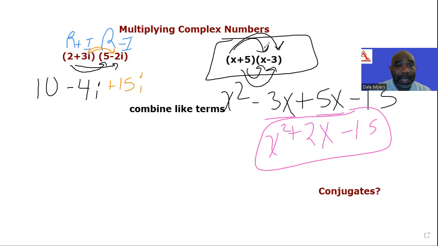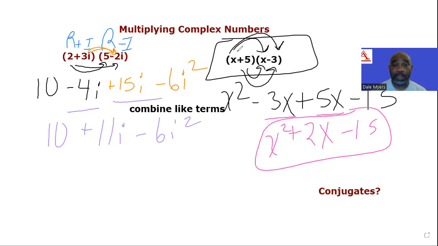Now 3i times negative 2i. 3 times negative 2 is negative 6. i times i is i squared. Okay, let's combine like terms. The only like terms we appear to have are negative 4i and 15i. Negative 4 plus 15 gives us positive 11i. And we're going to just bring down our 10 and bring down our negative 6i squared.